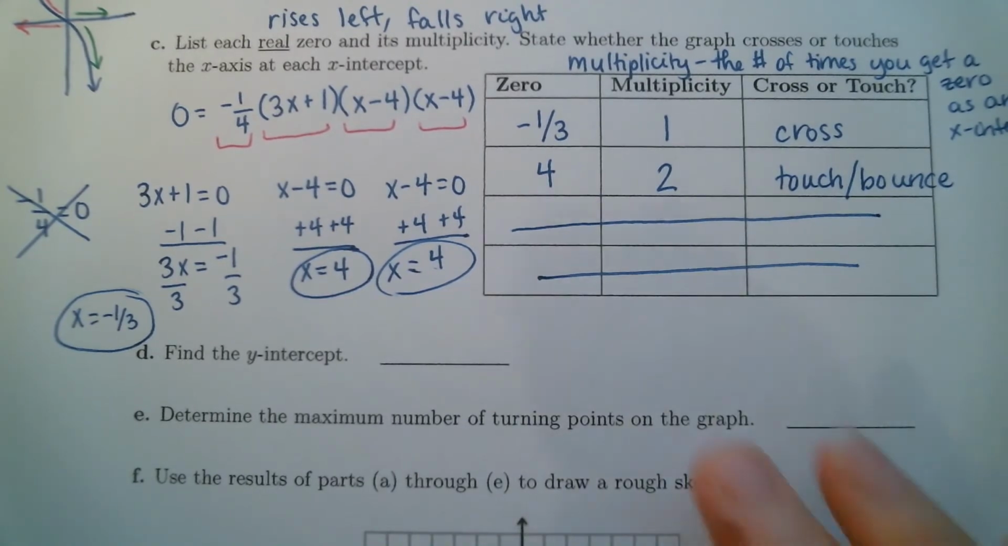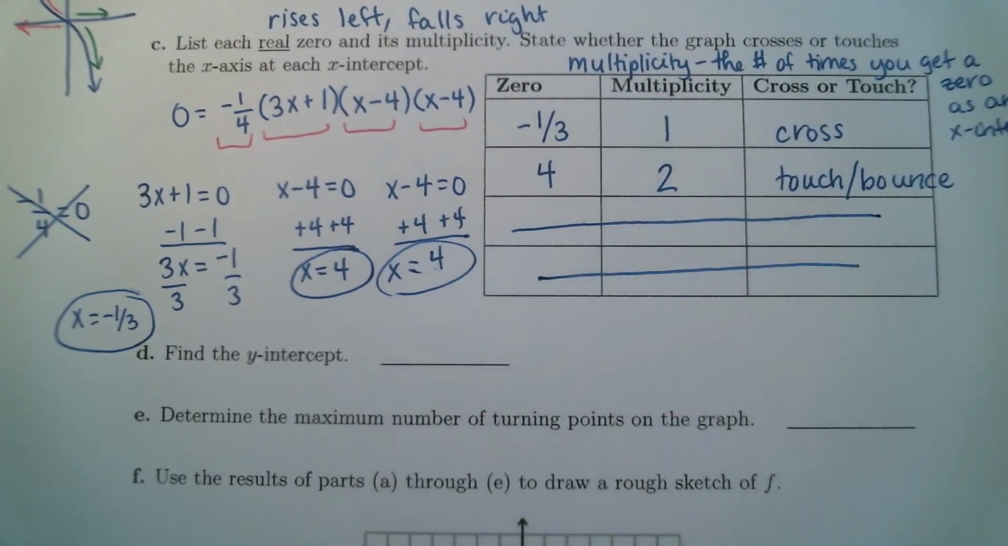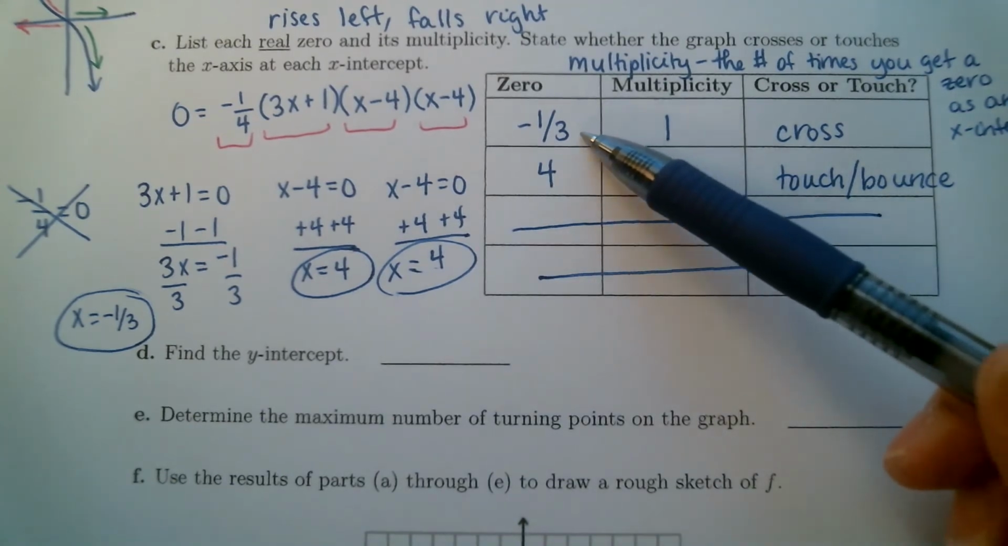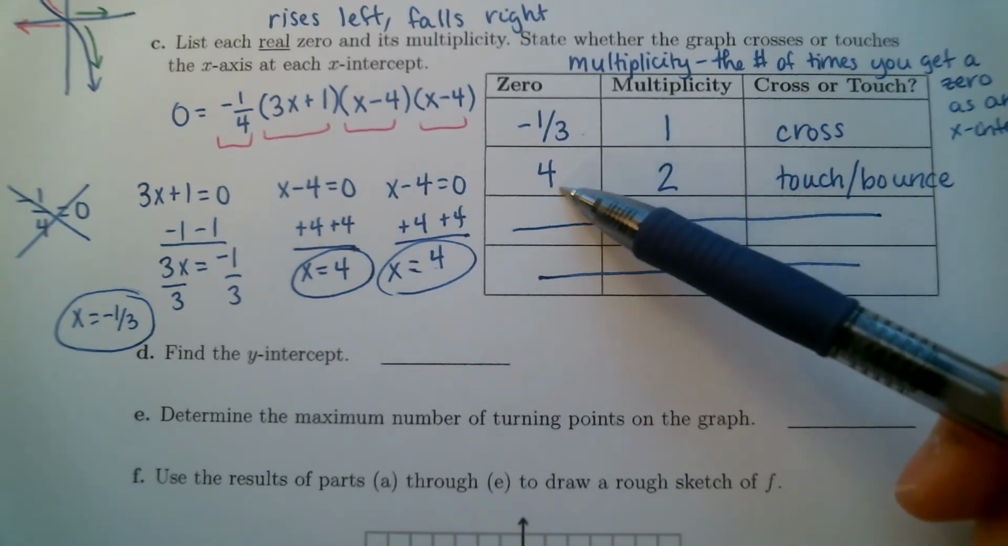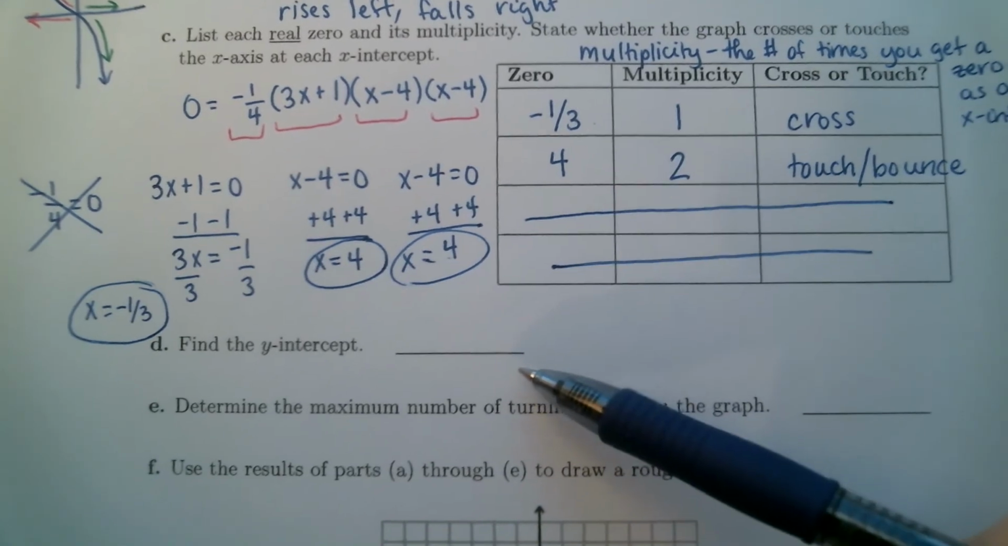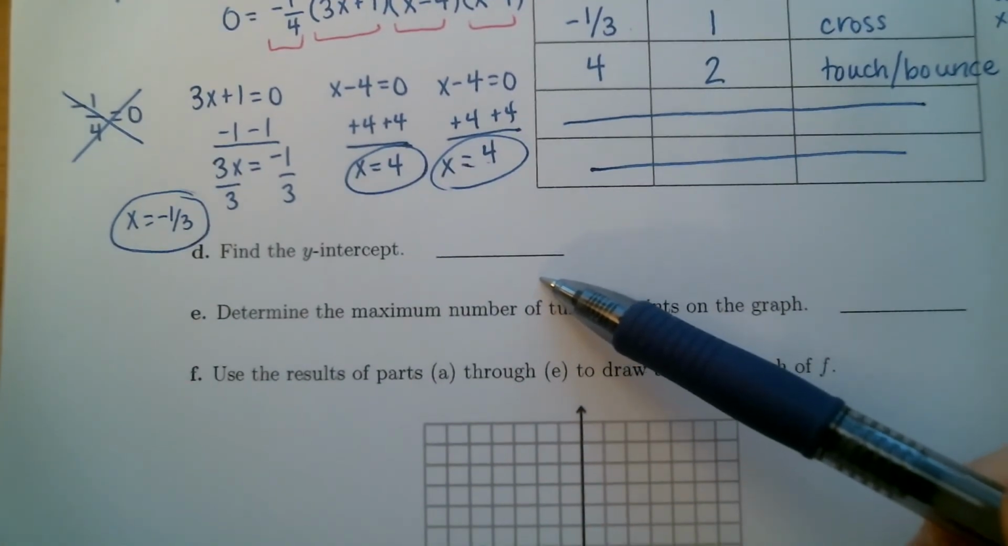So when we get to part F, we are going to use this chart to plot the x-intercepts and then exhibit the correct kind of behavior going on at each one. All right, so far we know two specific points on our graph. These are our x-intercepts. Now we're going to get an additional point by finding the y-intercept.